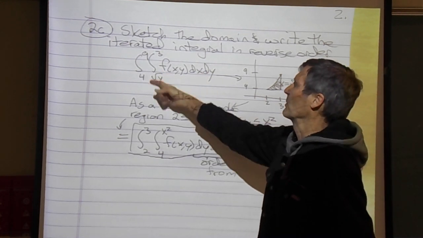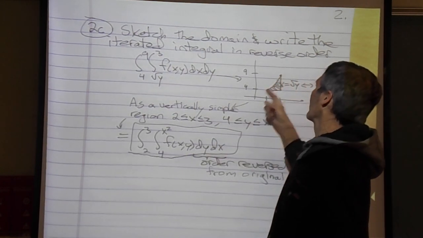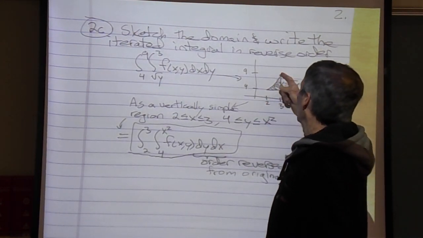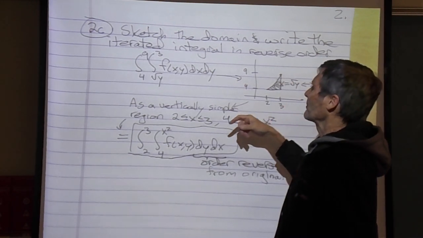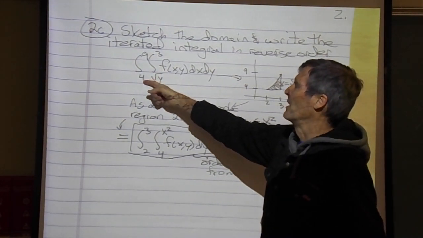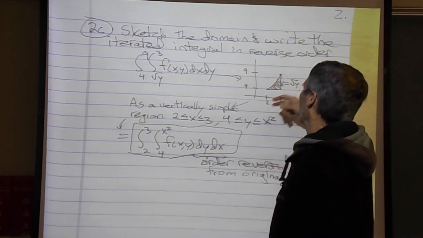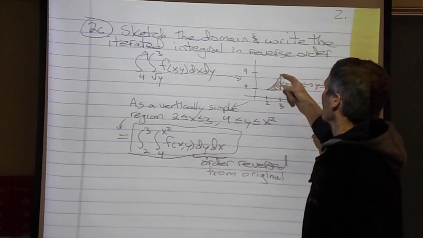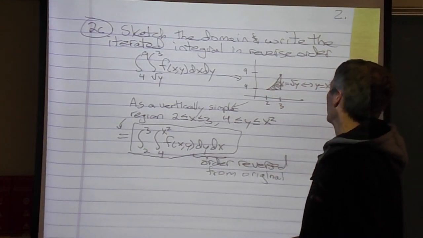It goes from x equals square root y on the left to x equals 3 on the right. Here's the curve x equals square root y. Here's x equals 3. And then with y going from a minimum of 4 to a maximum of 9, you've got a horizontal line here and a horizontal line here. Evidently we have this almost a triangle, with a curve on the side that bounds the region.